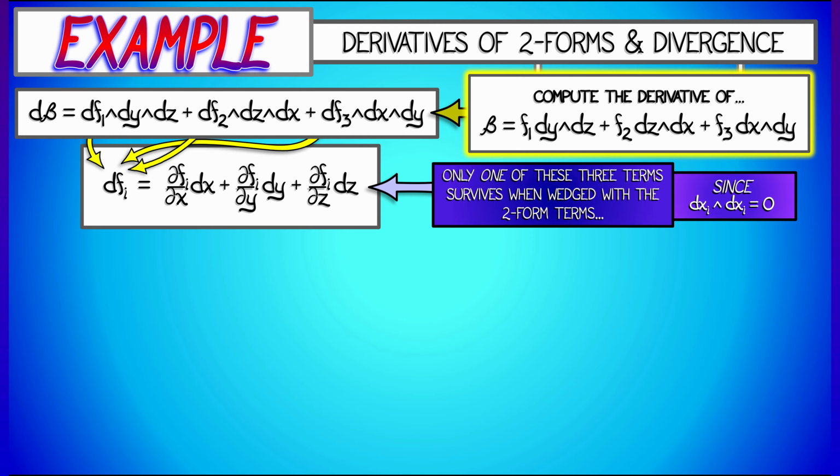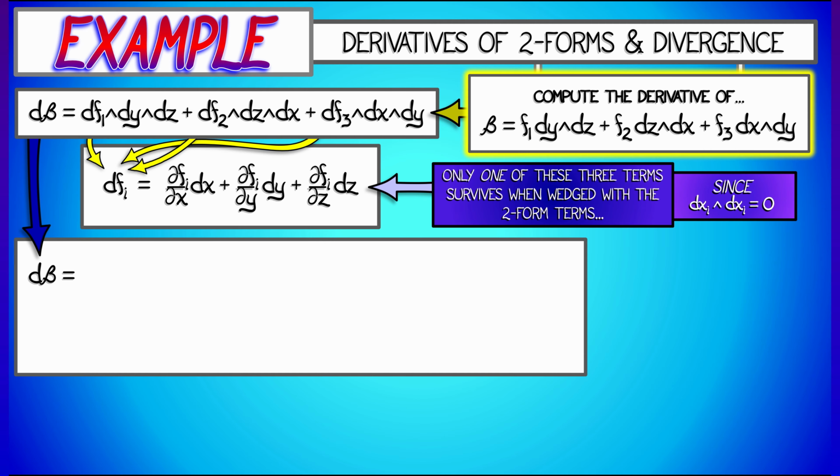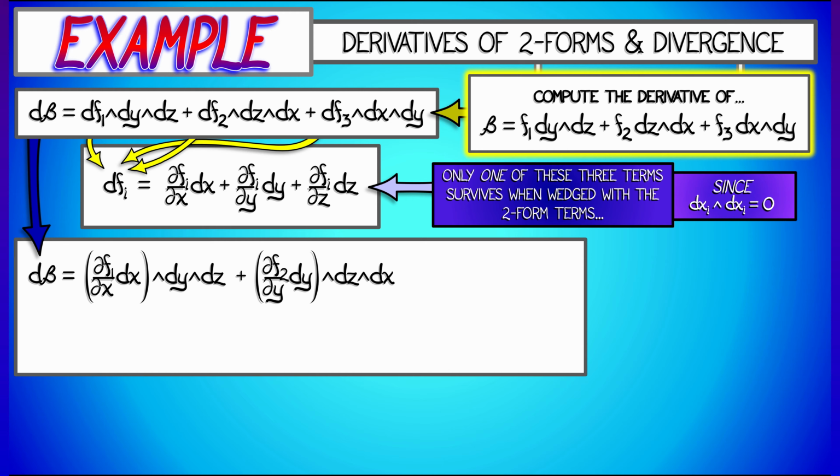Now, two out of three of these terms get zeroed out because of the fact that dxi wedge dxi is 0. So let's assemble this together. What are we going to get? The first term in d beta is partial f1 partial x dx wedge dy wedge dz. The second term is going to be partial f2 partial y dy wedge dz wedge dx. The other two terms vanish. In the last case, we have partial f3 partial z dz wedge dx wedge dy.